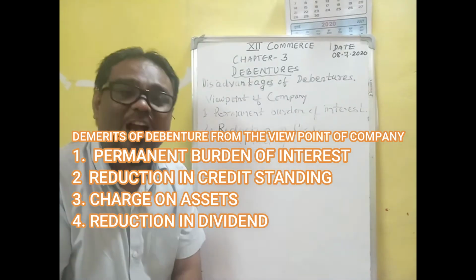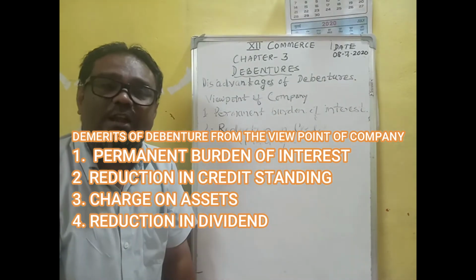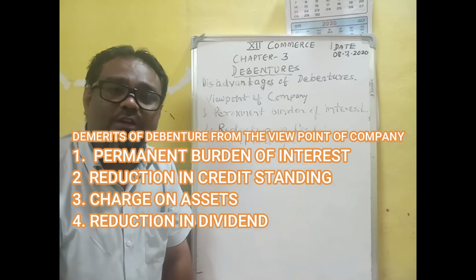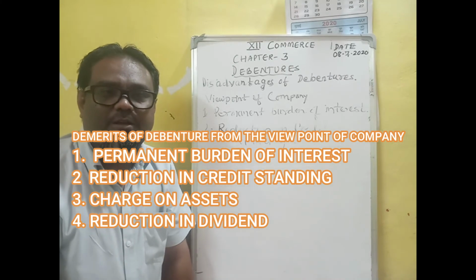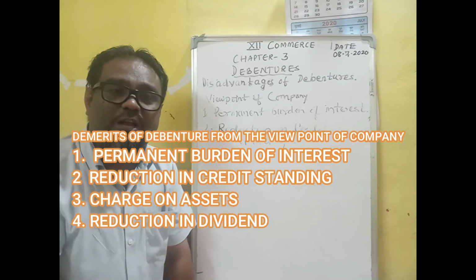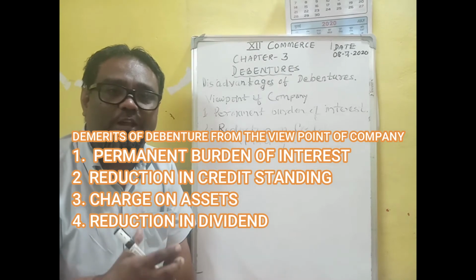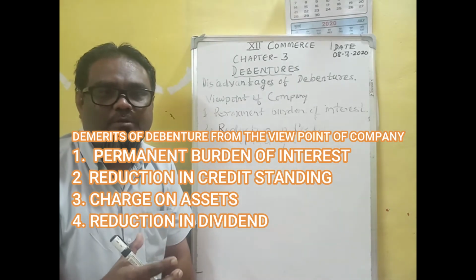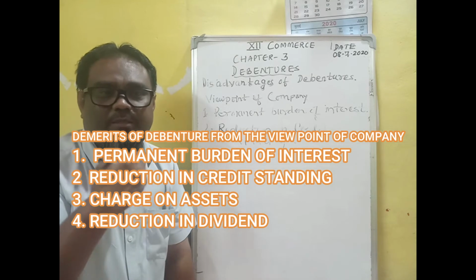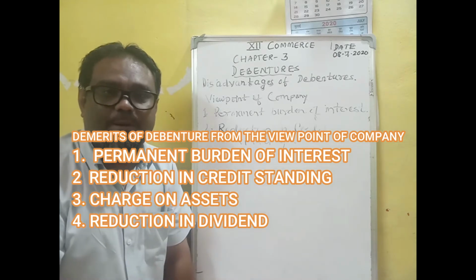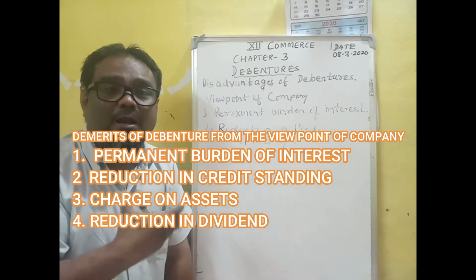Another is charges on assets. The assets of the company are mortgaged to the debenture holders. When the company issues debentures, the assets of the company are mortgaged, secured. So if the company cannot pay back the money, the debenture holder will take the assets of the company. So the company's assets are under mortgage.